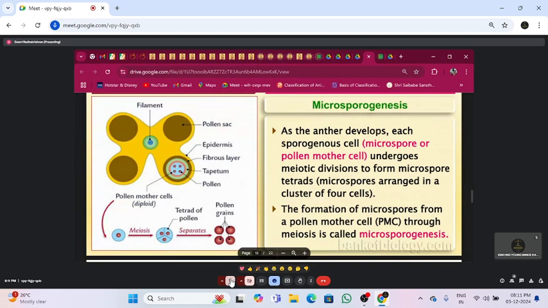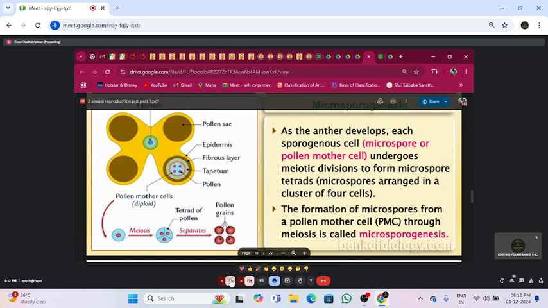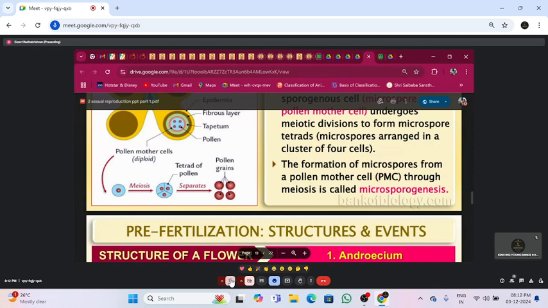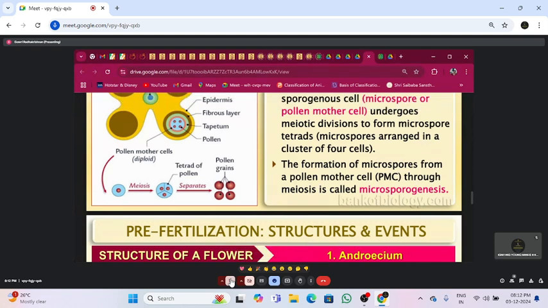As the anther develops, each sporogenous cell, that is a microspore or pollen mother cell, undergoes meiotic division to form microspore tetrads, like here. You can see this will be a tetrad. You can see only three, but there is one on the back side, so it will be like a ball. Four haploid cells are formed.